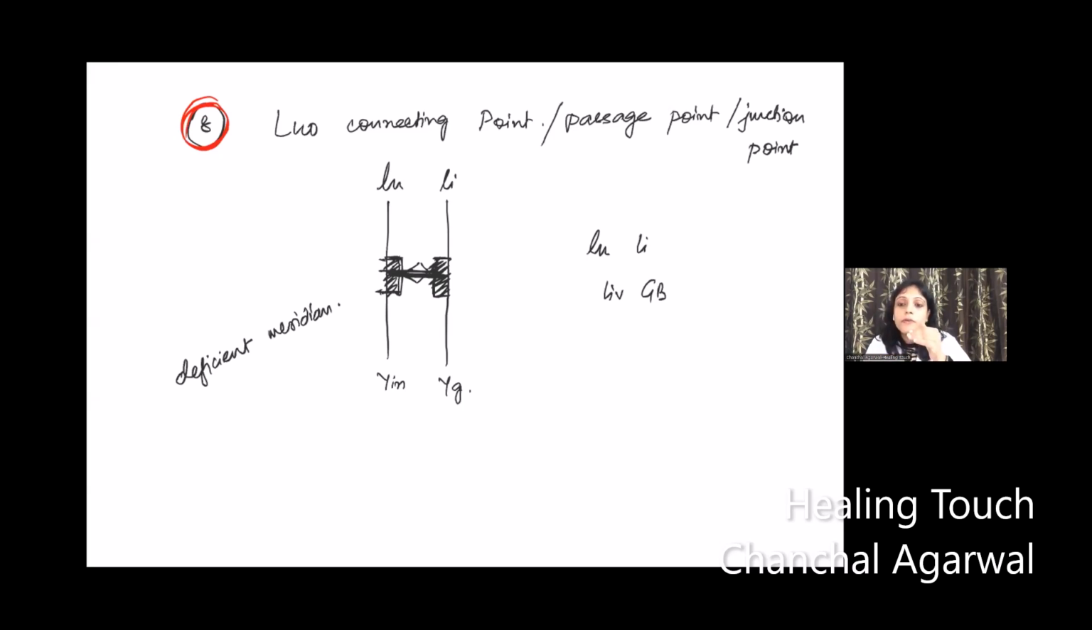So it's a door between two rooms where one room has too many people and one room is empty. To balance between the two rooms, that passage or door is nothing but the Luo connecting point. That is why we call it the connecting point. So this is also a very important point. We come to the next point, number 9, alarm point.